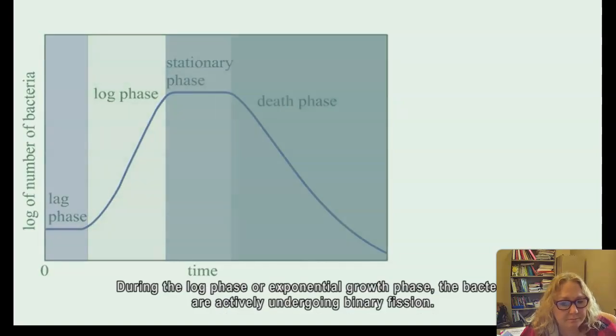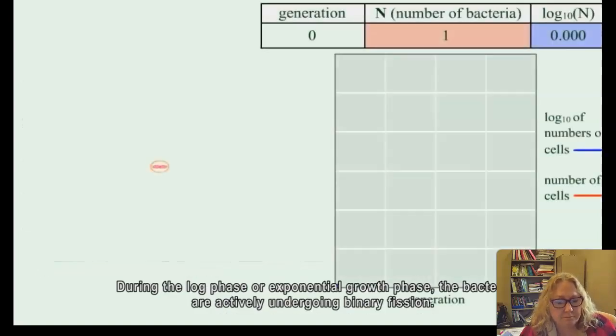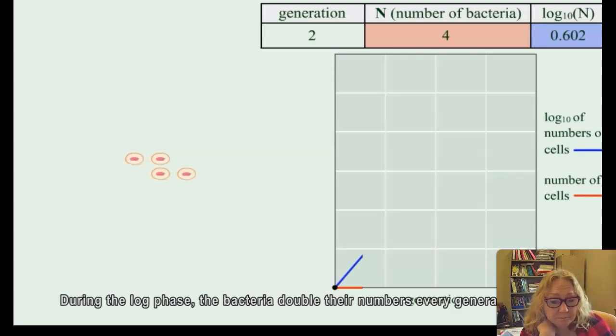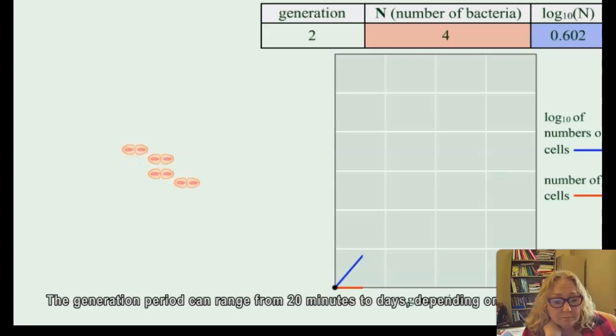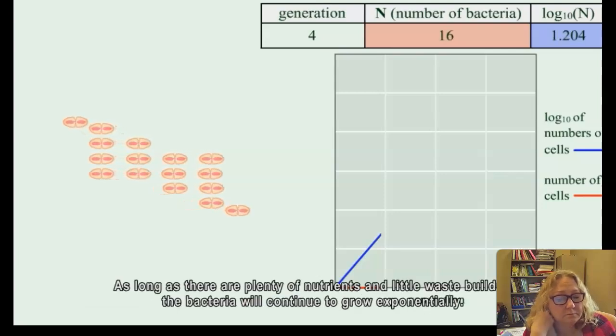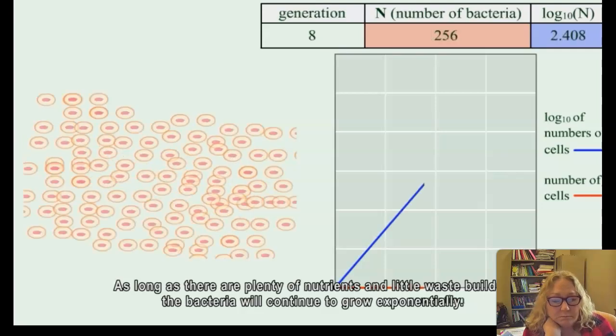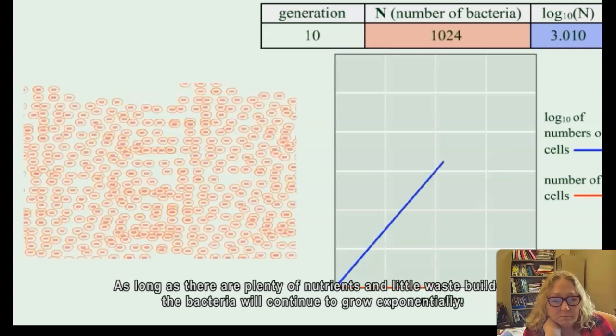During the log phase or exponential growth phase, the bacteria are actively undergoing binary fission. Right? During the log phase, the bacteria double their numbers every generation period. The generation period can range from 20 minutes to days, depending on the species. As long as there are plenty of nutrients and little waste buildup, the bacteria will continue to grow exponentially.